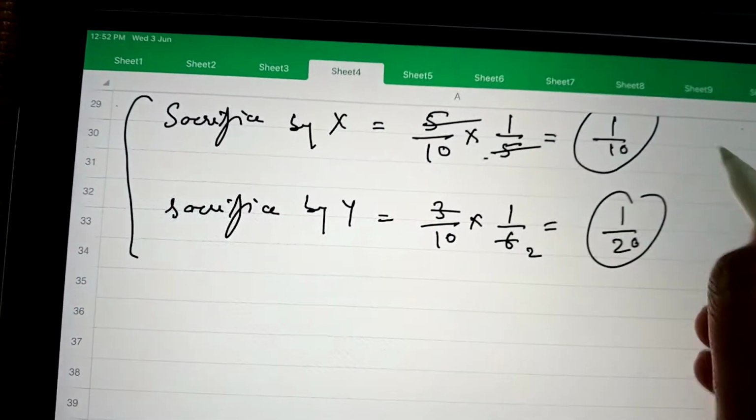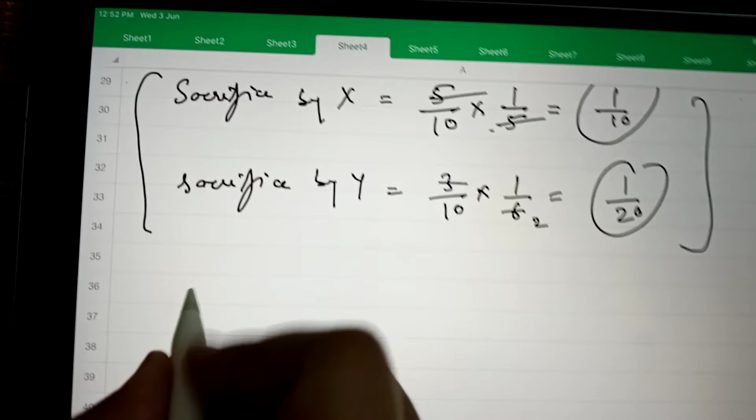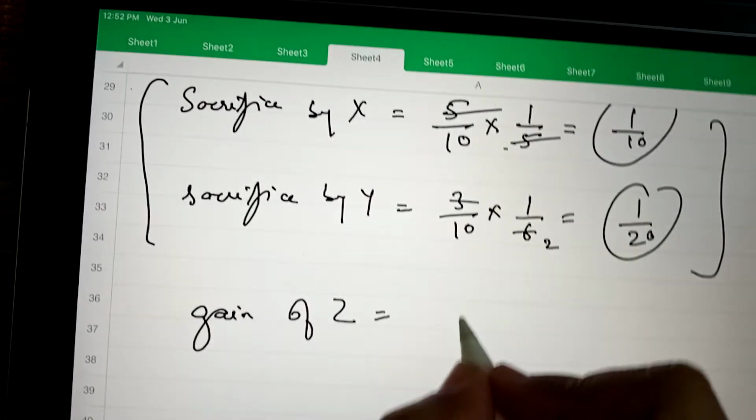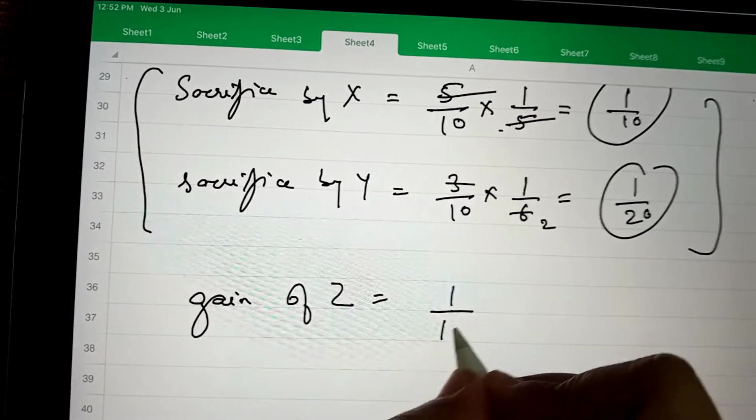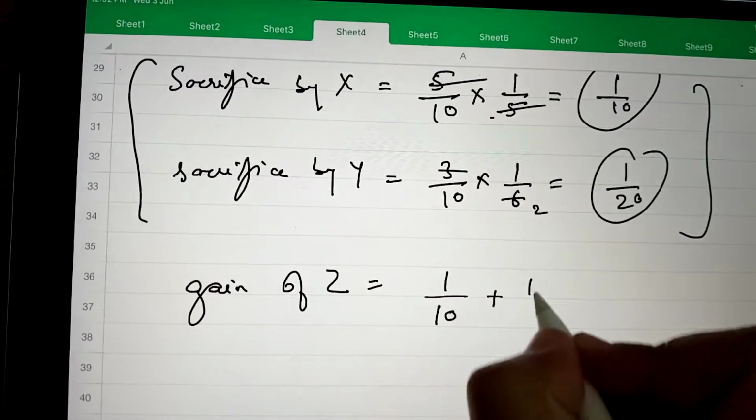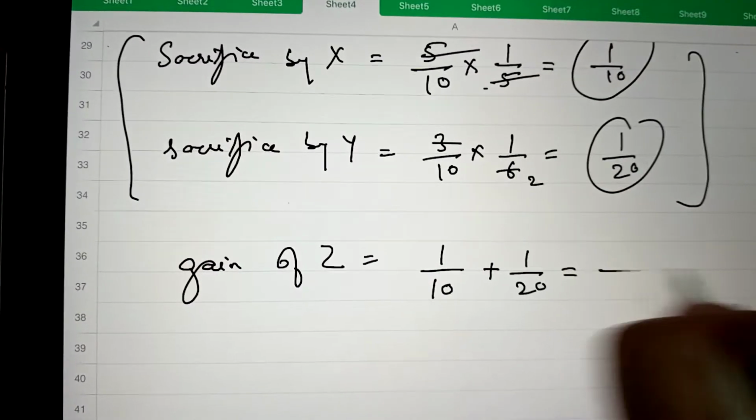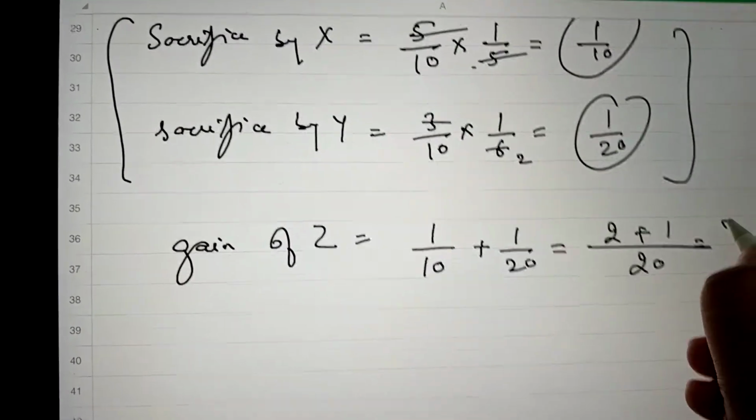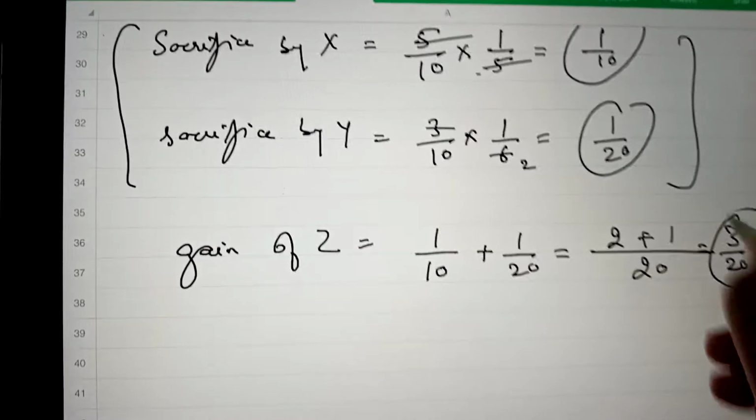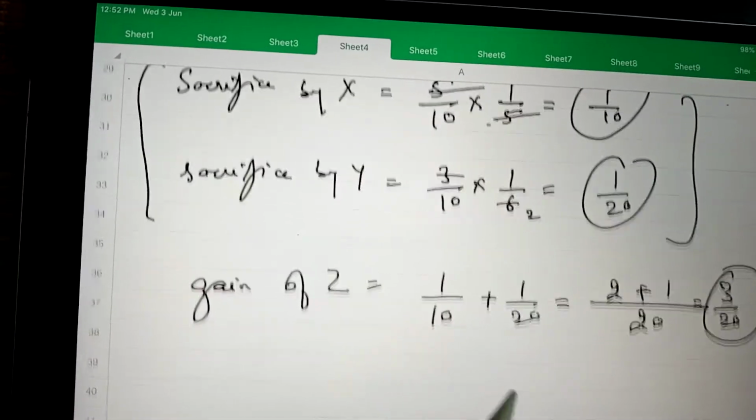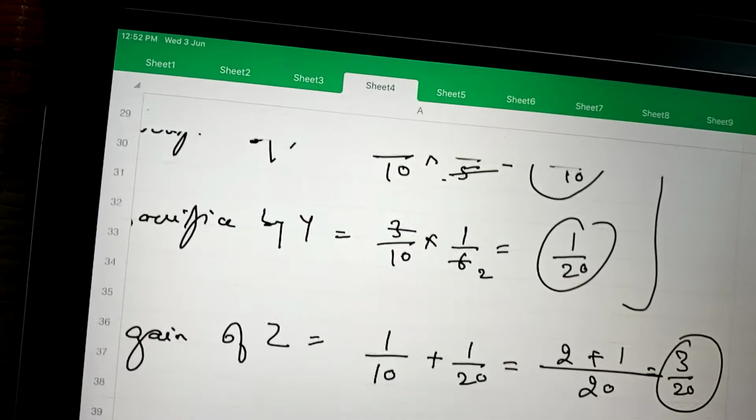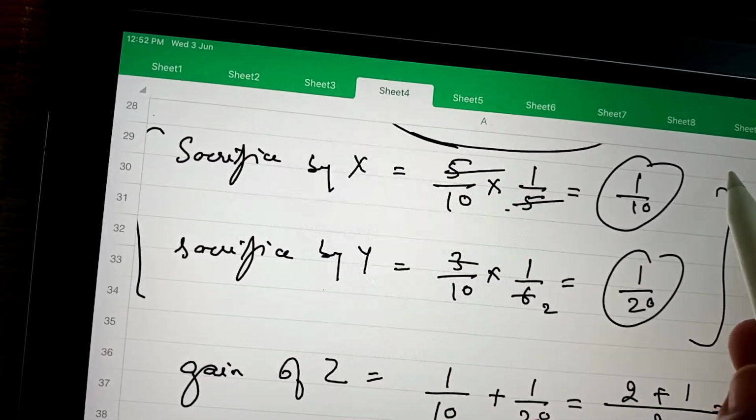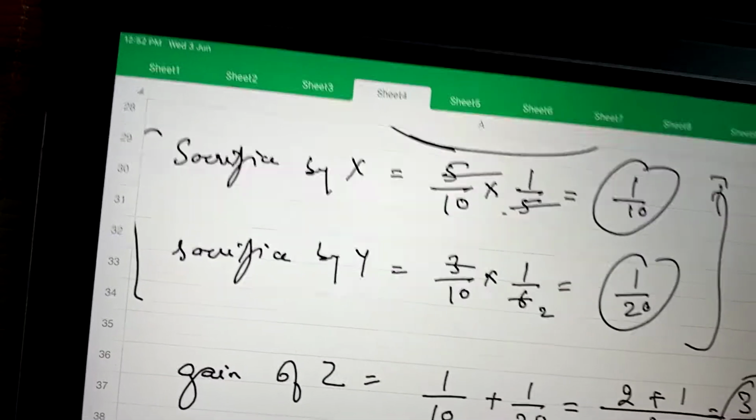Sacrifice made by both the partners will become the gain of Z. So here 1/10 plus 1/20 is equal to 3/20. So it is the gain of Z. So gain of any partner should always be equal to the sacrifice made by other partners. It should be remembered.